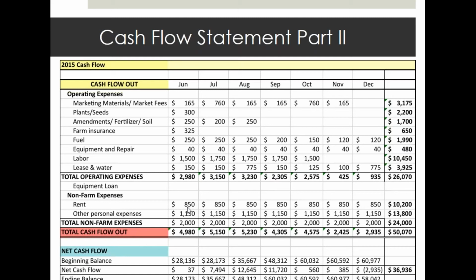Then also looking down here at the net cash flow, the net cash flow is basically all the cash flow in minus all of the total cash flow out, and we have it set up with a beginning balance and an ending balance. So the beginning balance plus the net cash flow equals the ending balance, which then starts up again here, and this is on a month-by-month basis. So then we know at the end of the year he's made $36,936, but his total ending balance means he has $58,000 and change in the bank.